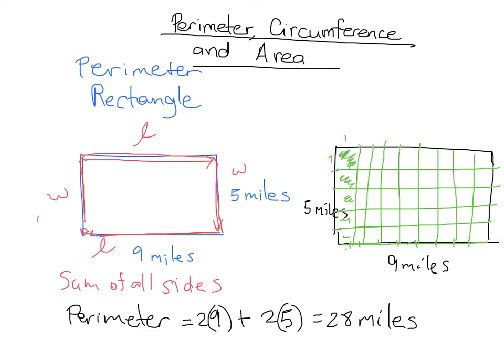What we just did, we just found the area of this rectangle. So in order to find area of a rectangle, that's how they got the formula: area is length times width. So in this case, we need 45 square miles of grass to cover that park. All right, let's look at at least two other shapes, and then we can wrap up.